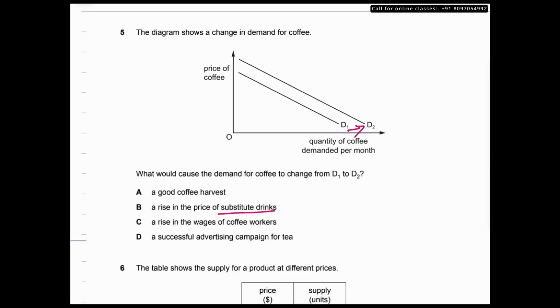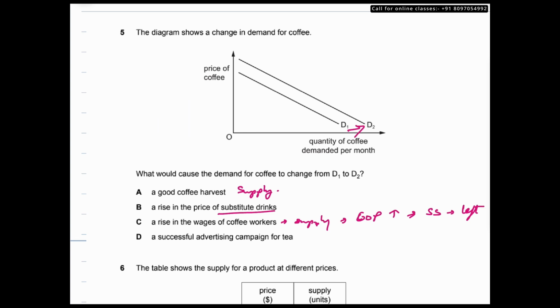Now, option A says a good coffee harvest. This is more towards the productive side, and hence it is going to impact the supply of the commodity, not the demand for it. So obviously this does not relate to the question at all, because the question is focusing on the demand. Option C, a rise in wages of coffee workers. Again, this is going to impact the supply, because wages impact the cost of production. It is going to raise it, and because of which the supply curve would shift to the left.